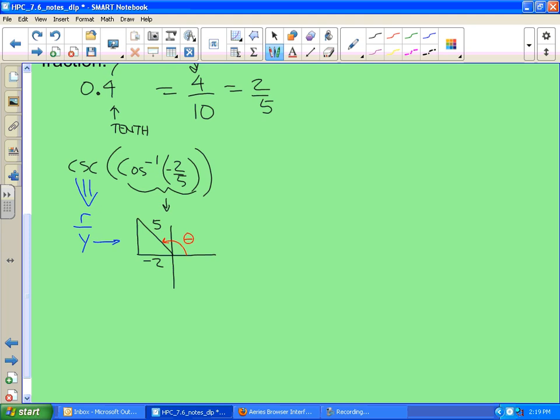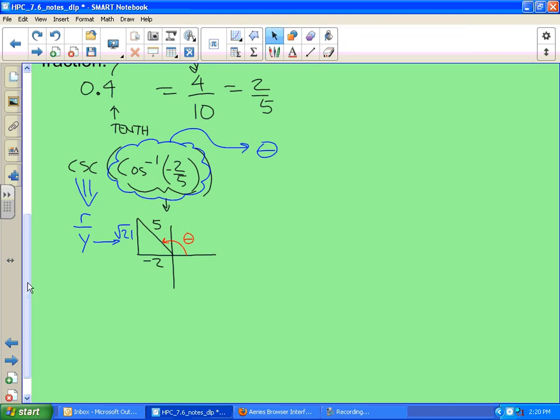We don't have a y. Can we find it? Yeah, we can find it. What is it? Pythagorean theorem. So I have 5 squared minus negative 2 squared. So 25 minus 4 gives me 21, which means this side of the triangle is the square root of 21. Now I have everything I need to solve for the cosecant. So remembering that all of this stuff right here is equivalent to what? That's theta.